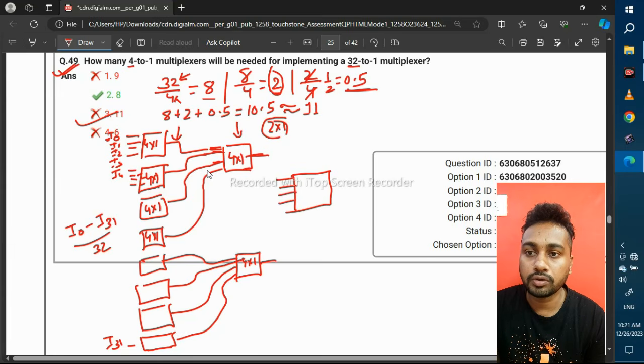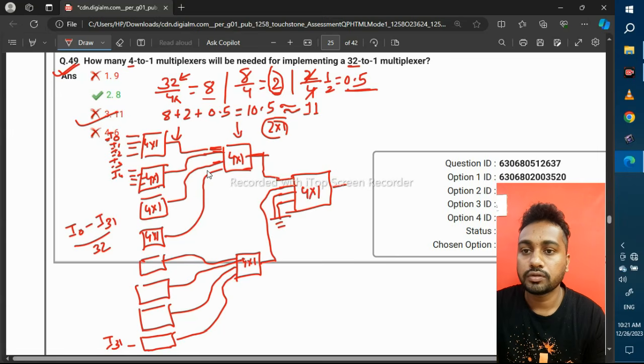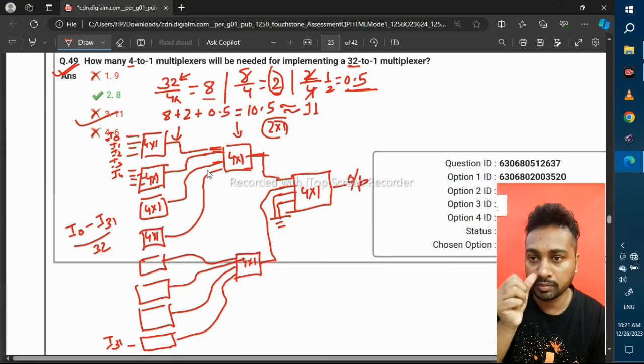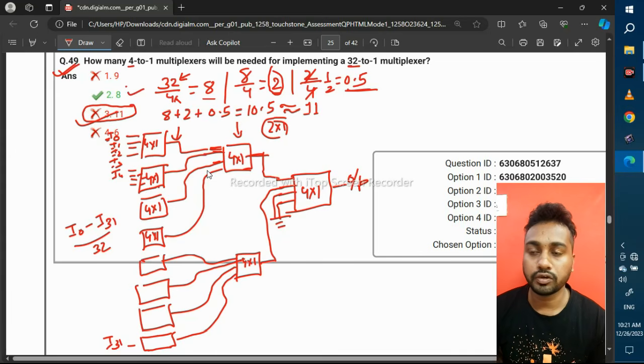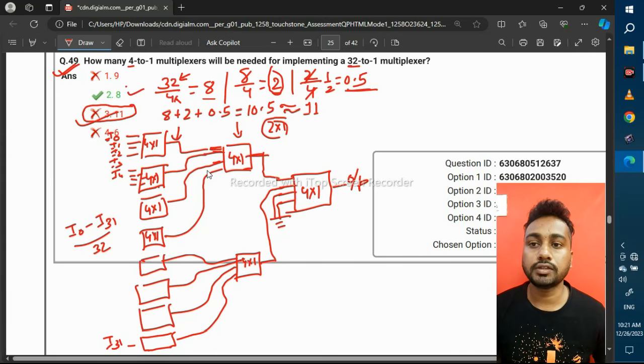So this output will join here and this output will join here, and these two inputs should be ground. Okay, so this is 4 into 1, this is output. Like this the design will go. So total how much? Total 11 should be the answer, but they have mentioned 8 only. So here also, question 49, you have to mark, the answer is 11.